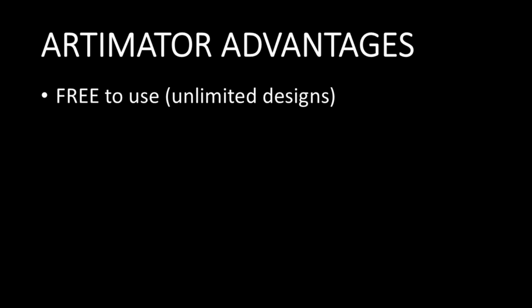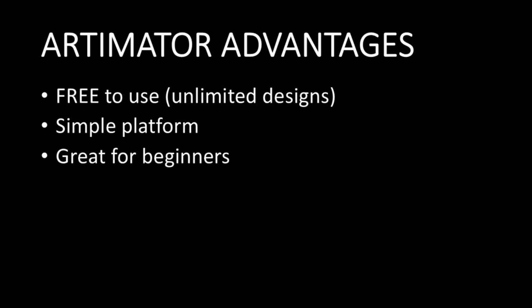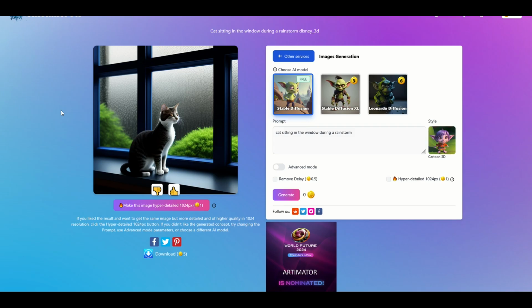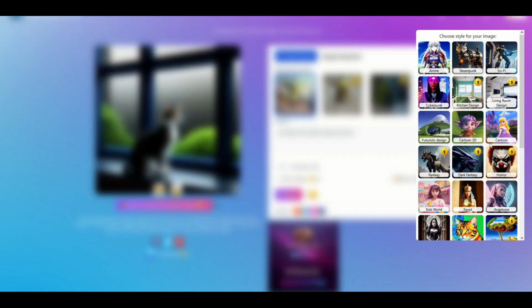So the big advantages here for Artimator is that there's no limits on the number of images you can create. It is free if you use the stable diffusion model. I think it's a pretty easy and intuitive platform to use. So if you're a beginner, this is a nice option. There's not too many variables to freak you out if you're new to AI. There's lots of AI styles here. That's a really nice feature as well.